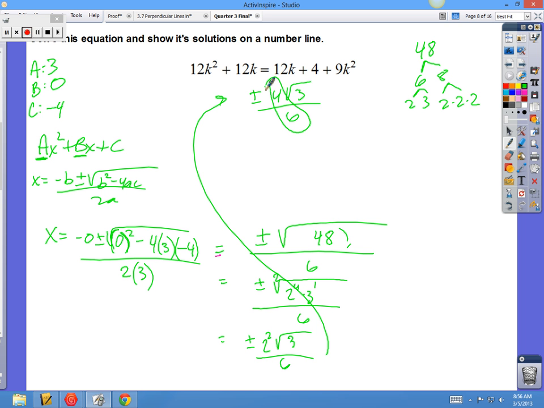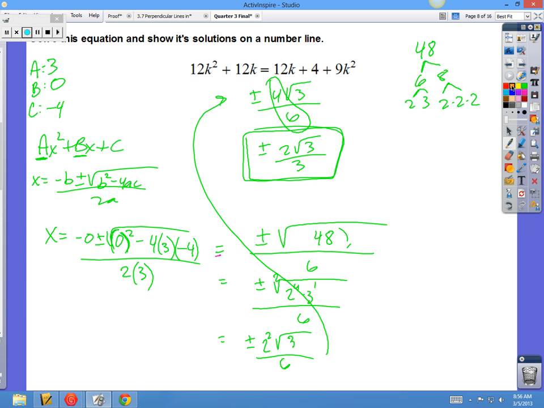Simplify this right here. 4 over 6, that is going to reduce. You're going to have plus or minus 2/3. Okay, this is your final answer: plus or minus 2 times the square root of 3 over 3.